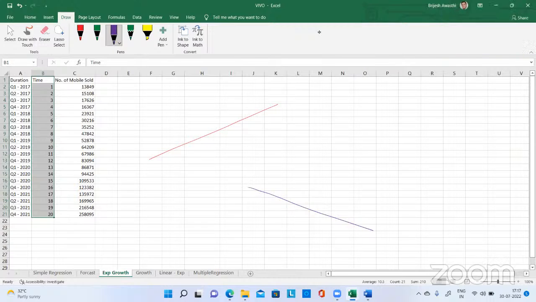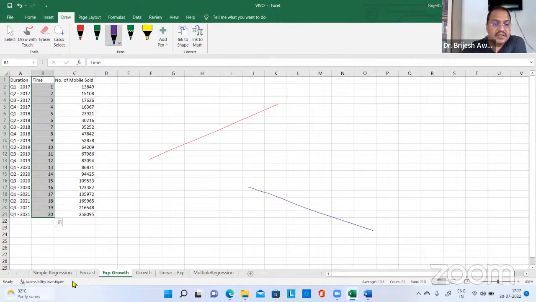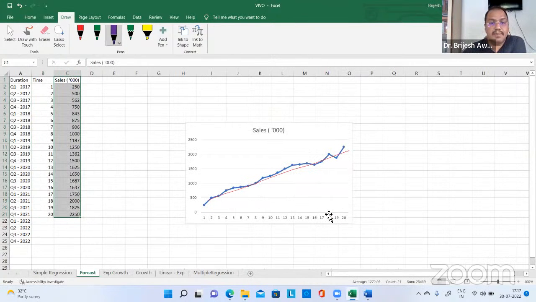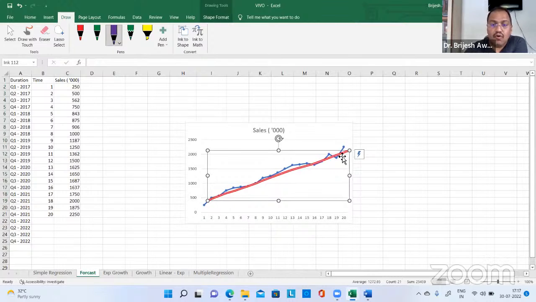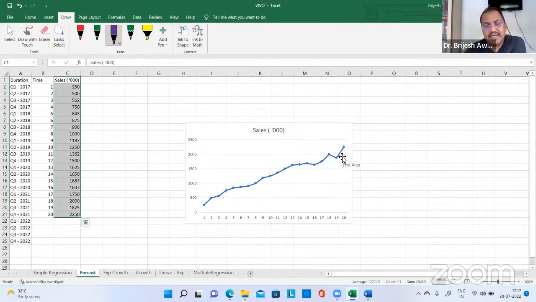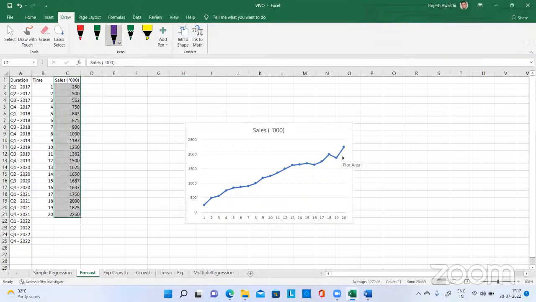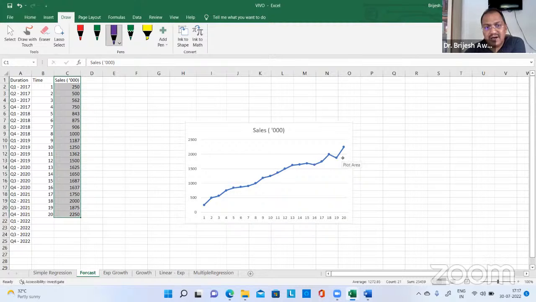But in the case when I got this forecast, what kind of trend can you see? Is there a seasonality or not? Just tell me. No, sir, there is no seasonality. Number one, no seasonality. Number two, when there is no seasonality, what kind of correlation is there between these two, time and sales?